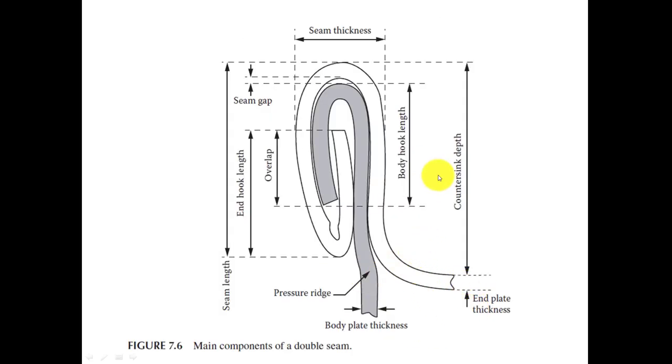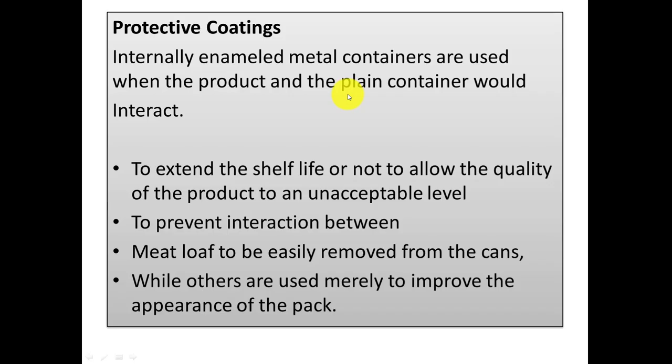Here you can see same story. This is your lid thickness, and this is the main body. So the process is similar. The different parts you can read: seam thickness, overlap, seam gap. I'll provide you the slides.